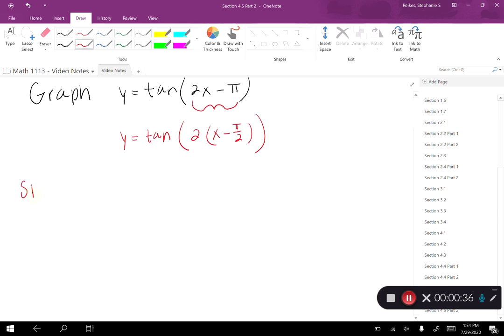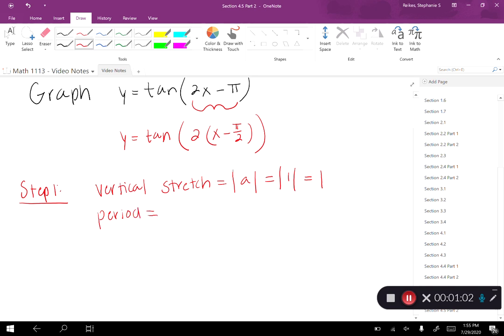So, step 1. The first thing I need to find is the vertical stretch factor. Again, that's the absolute value of a. I don't have a number out front of tan, so that means it's just a 1. So absolute value of 1 is 1. Next, I need to find the period. Again, the period for the tangent function is pi over b. My b value is 2, so my period is pi over 2 for this example.